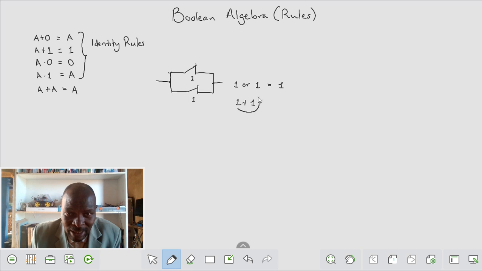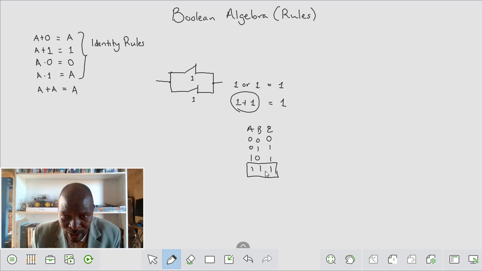This reminds us of what? Of our truth table, the OR gate, and what was our output? Our output was 1. Remember when we had A and B with 0 0, 0 1, 1 0 and 1 1, we know that as long as we see a 1 with an OR gate, the output is 1. Otherwise, if we don't see a 1, then the output is 0. 1 or 1 simply means that scenario, and we know for an OR gate that the output is 1.